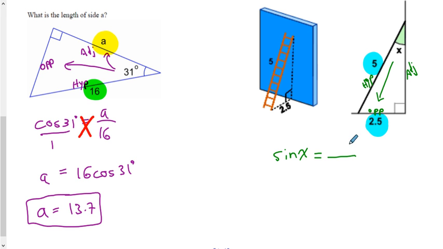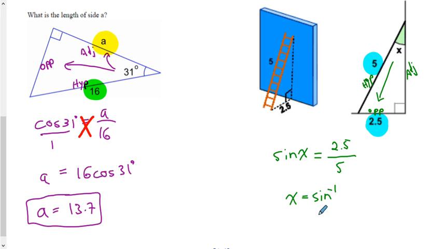So we're going to say, okay, sine of that unknown angle is the opposite side over the hypotenuse. The opposite is 2.5. The hypotenuse is 5. Now you might be able to look at that and just say, oh, that equals 0.5. And yeah, you'd be right. But if you can keep this in your calculator, for other ones it'll be easier when you're doing it.